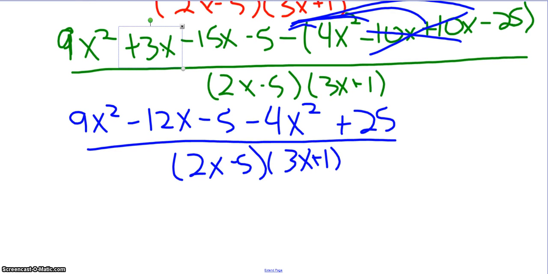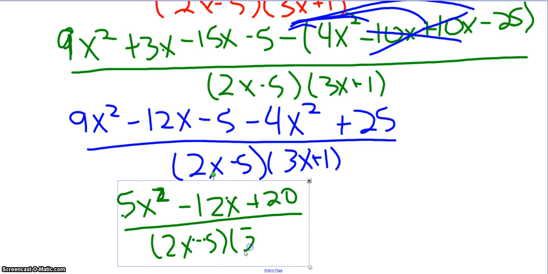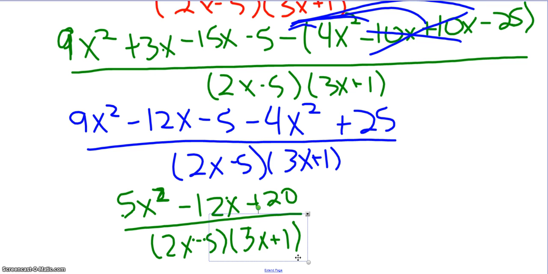Alright, so 9x squared minus 4x squared gives you a 5x squared. Okay, my pen's kind of being dumb, but it's okay. So 5x squared. Keep my negative 12x. Alright, then I got negative 5 plus 25, which is going to give me a plus 20, all over 2x minus 5 times 3x plus 1. Okay, the last step is to check to see if I can factor the 5x squared minus 12x plus 20.